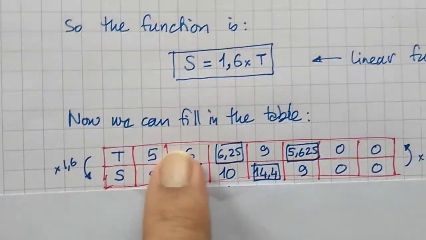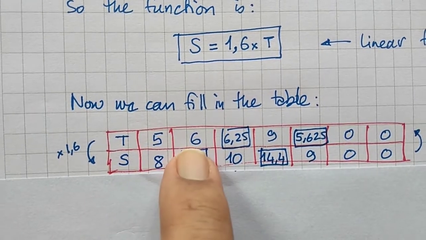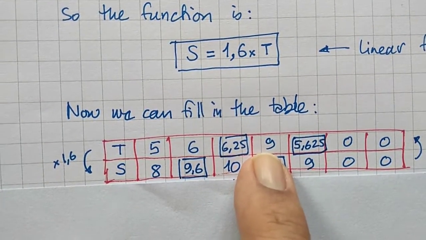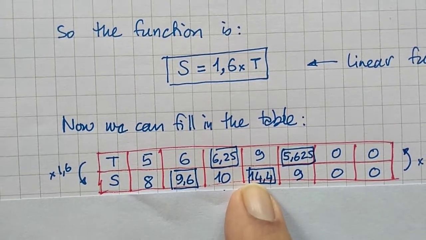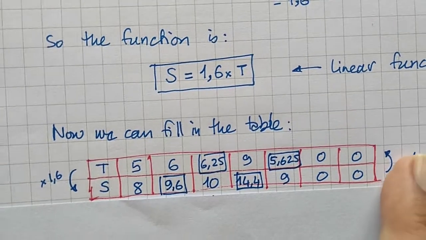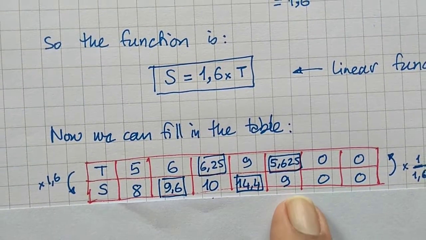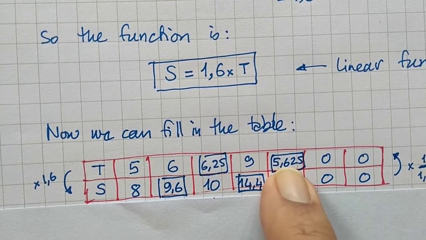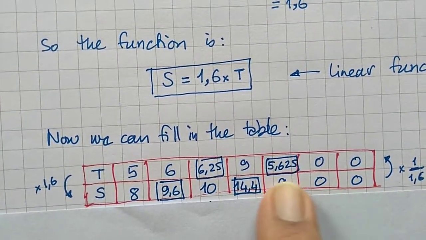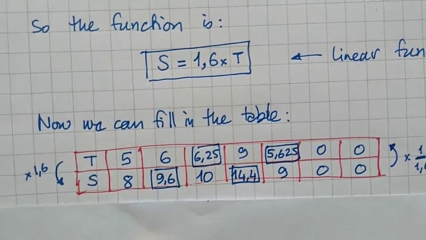To get from T to S, we just have to multiply by 1.6. So if it is 6 here, we get 9.6. If it is 9 there, 9 into 1.6 is 14.4. And to go from this to that, we divide by 1.6. So we can get from 10 to 6.25 and from 9 to 5.625. This is the correct answer for filling in the table. These zeros we had already filled in earlier.